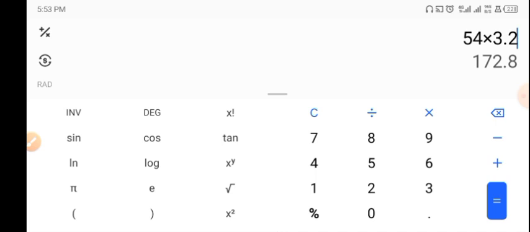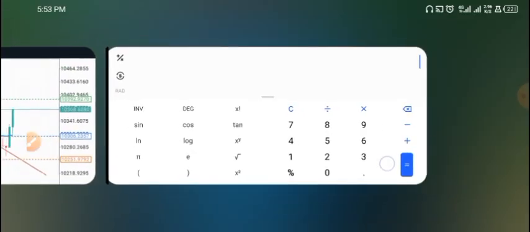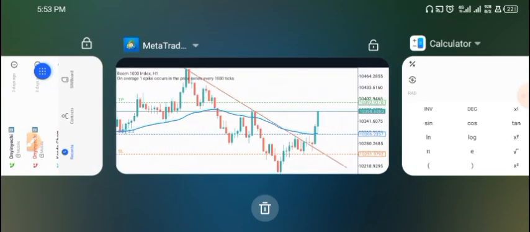Okay, so assuming our lot size is just 3.0, the amount you are risking will be $162. Assuming you are using 0.2 on this same number of pips, which is the least lot size, it will just be 10.8. It's just 10.8 that we are risking. Now, let's continue.